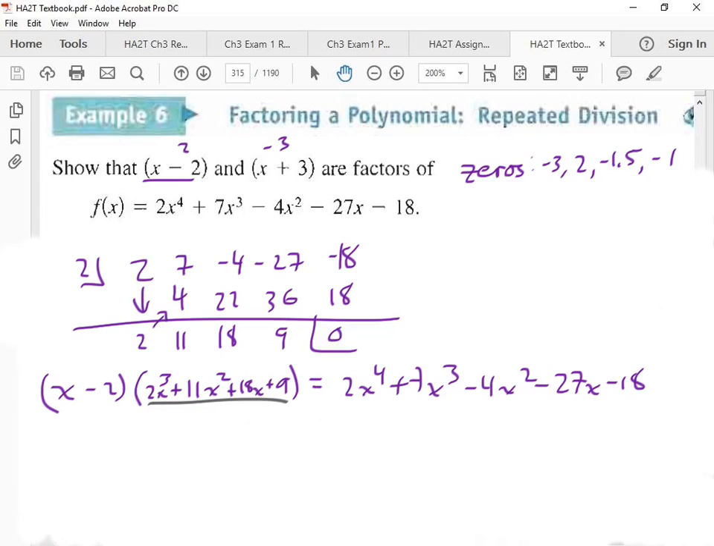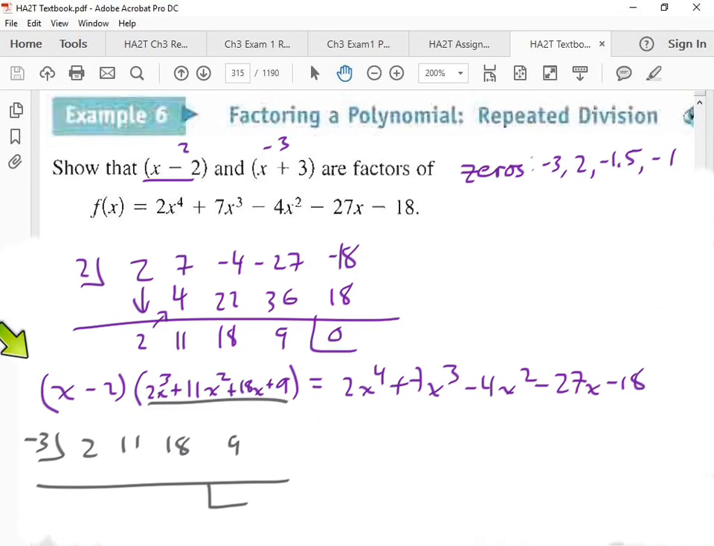Do we know another factor of that? Yeah, we do. It's right here: x plus 3. And so I should be able to do synthetic division with negative 3 and 2, 11, 18, and 9. And what should I get for my remainder at the end? 0. I should get a 0.